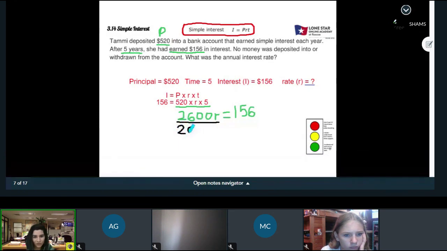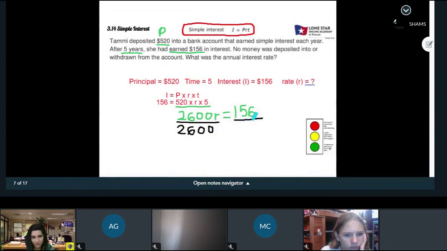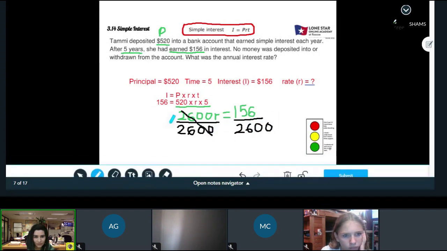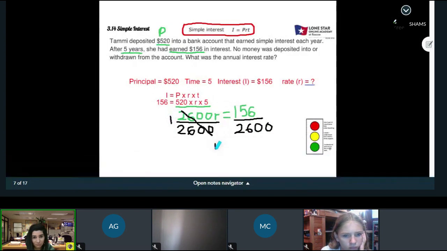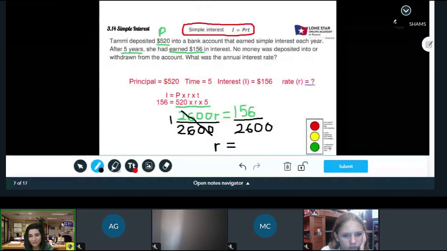It is important to note what you do to one side, you also have to do to the other, so that the equal sign can stay balanced. So we can do 2,600. Now what happens when I do that? 2,600 divided by 2,600 is 1. And then 1 times R is 1R, or I just call it R equals. Then I have to do some math. I have to do 156 divided by.